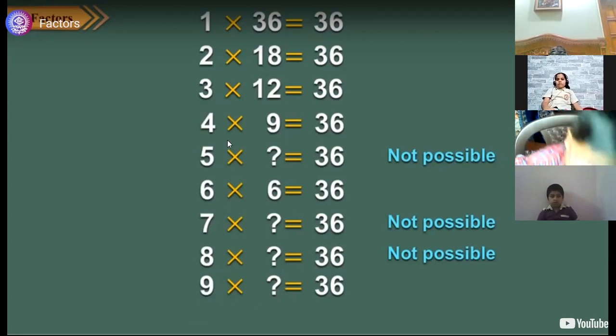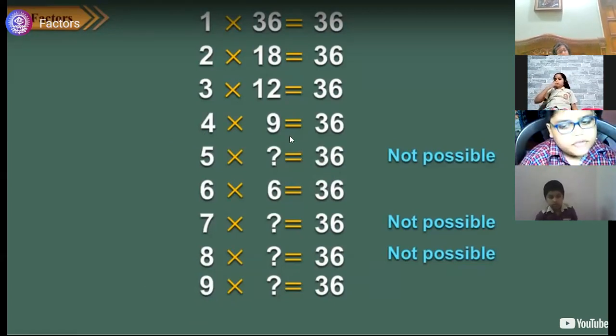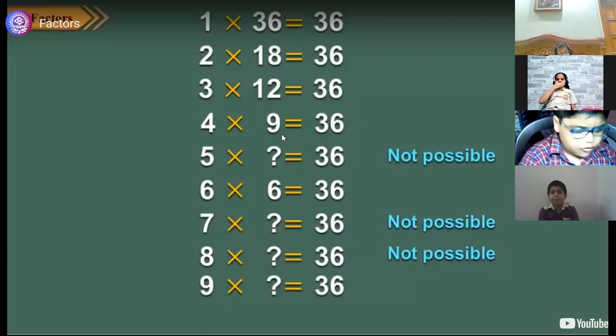Because we have already taken 4 and 9 here. Yes or no? So it means we are not going to repeat. Clear, children? Okay. Is it clear? Because 4 nines are 36, we have already taken it.